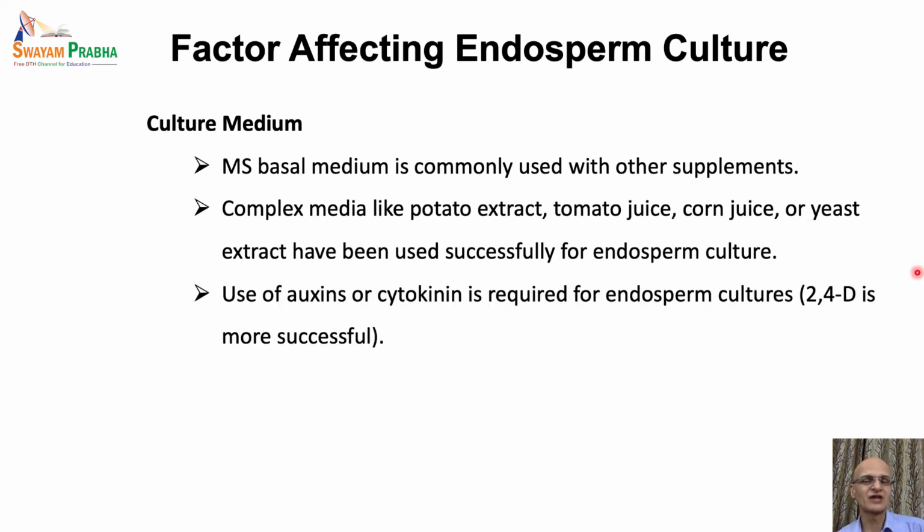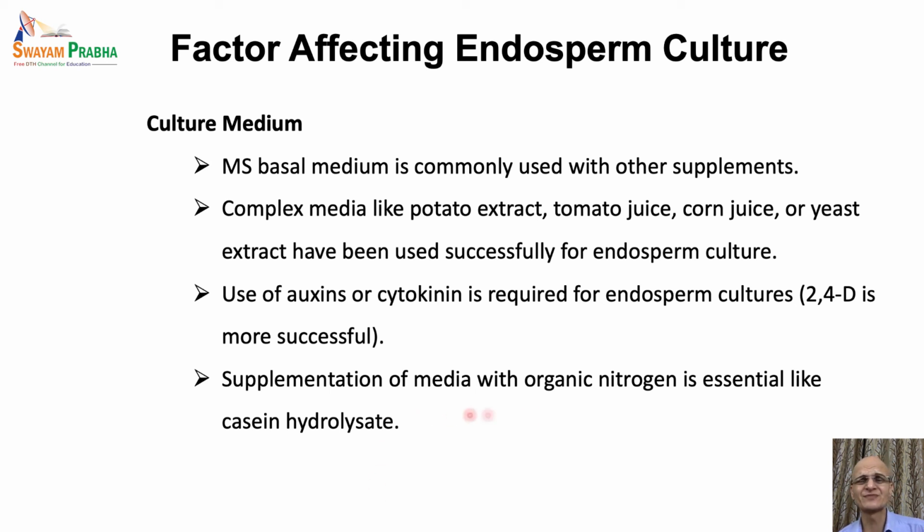Use of plant hormones like auxins or cytokinins is essential for endosperm culture. For the induction of callus, use of 2,4-D is usually more successful in most of the plant species that have been tested. Among cytokinins, benzyl aminopurine, that is BAP, is more successful. However, other hormones like naphthaleneacetic acid, indole-3-acetic acid, zeatin or kinetin have also been used successfully for culturing triploid plants from the endosperm.